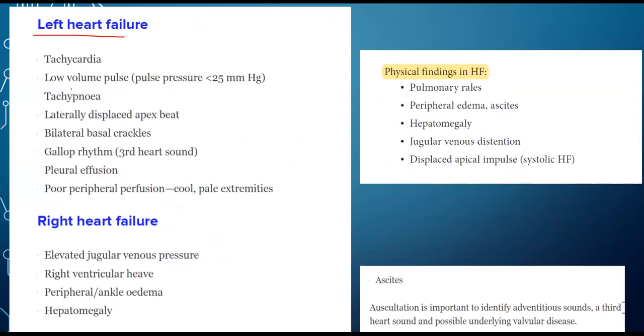Okay, now left heart failure, these are the main features as we discussed. It can give you tachycardia, tachypnea, laterally displaced apex beat, bibasilar crepitations, gallop rhythm, and poor peripheral perfusion. But these are the main two findings, bibasilar crepitations and gallop rhythm. Right heart failure, we know that elevated JVP, ankle edema, and tender hepatomegaly.